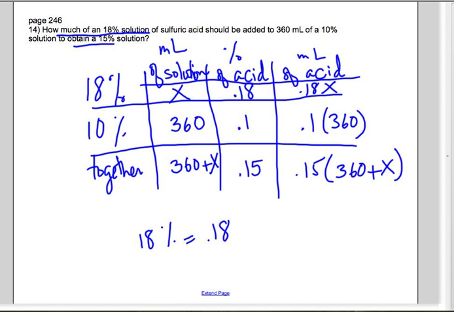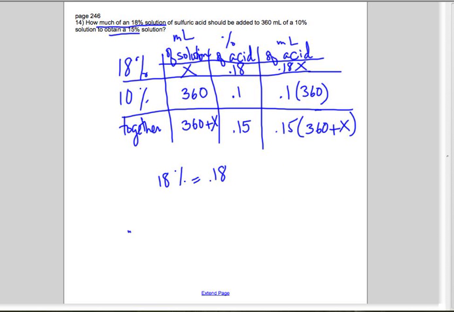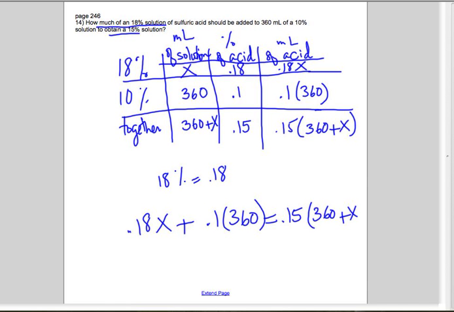And our equation will be that when we add the first rows together, we get the third row. So in other words, 0.18 times x, that's the amount of acid in the first solution, plus the amount of acid in the second solution, that's 0.1 times 360, will give us the amount of acid in the final solution, which is 0.15 times (360 plus x). Now the rest is just algebra.